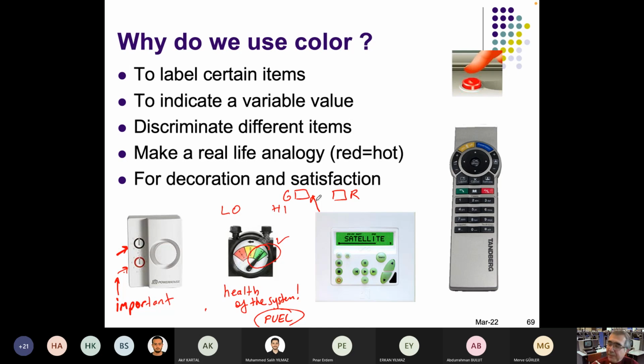So it is reversed. How about blue? There is blue, green, red. In this case, you are expected to stay in the middle.